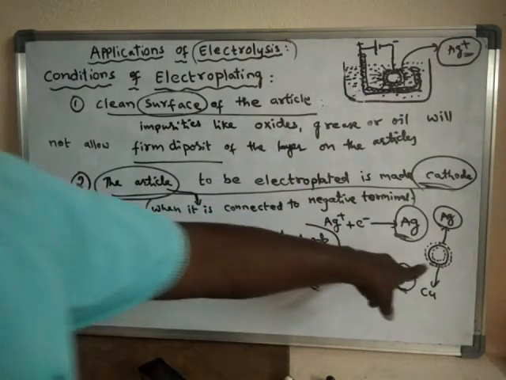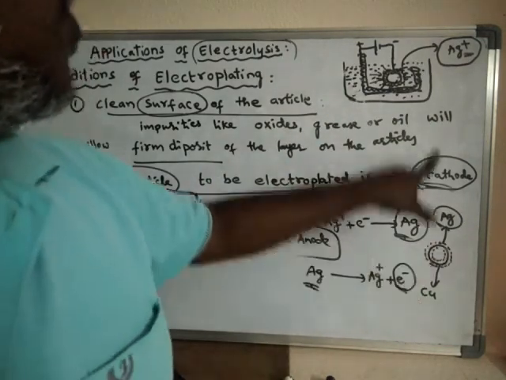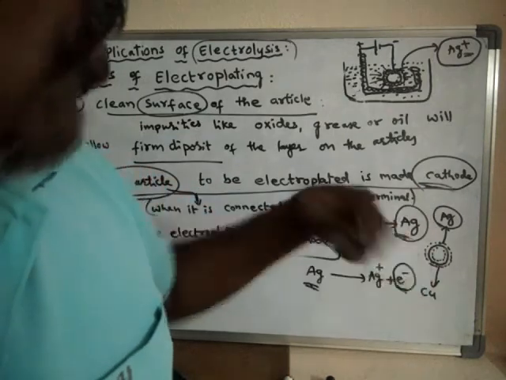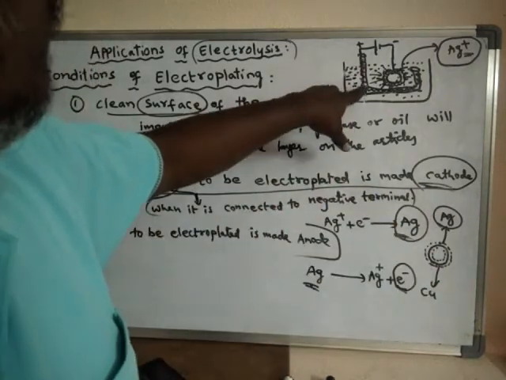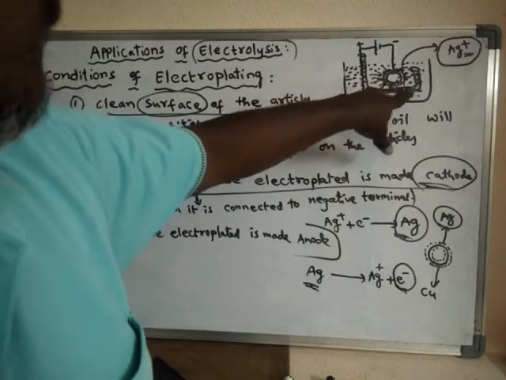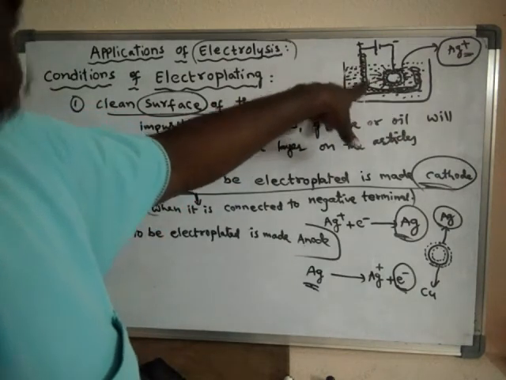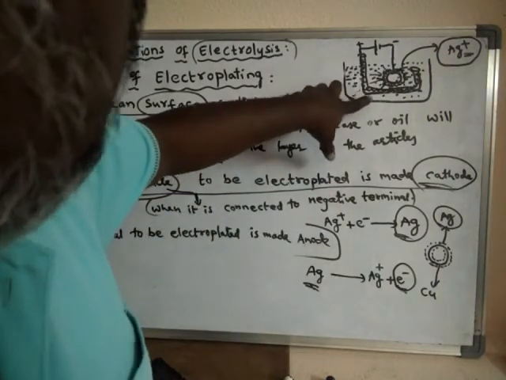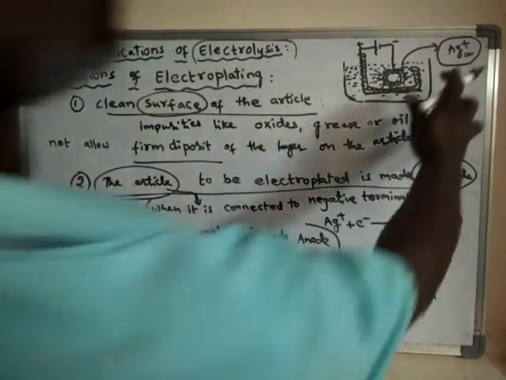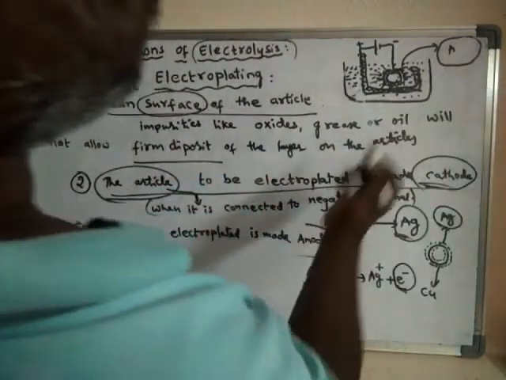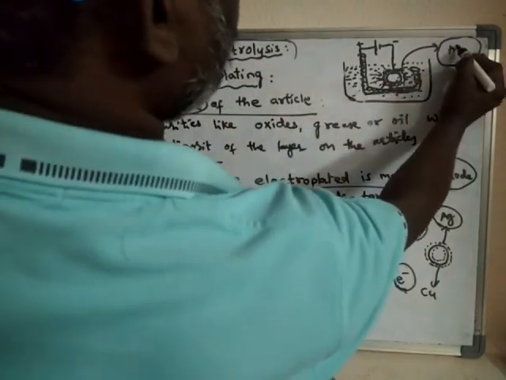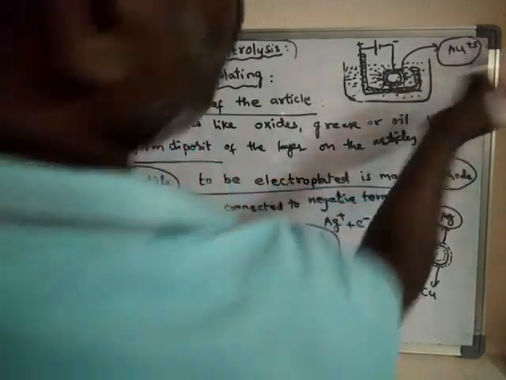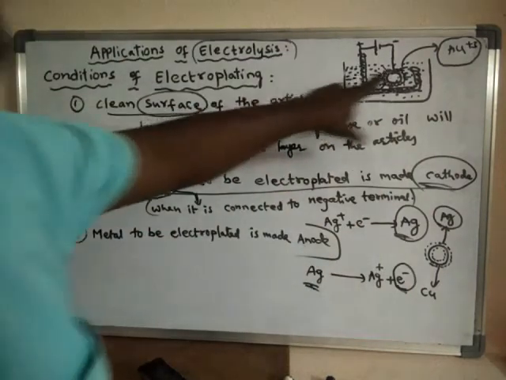Suppose you want to coat this copper with gold, then I have to take gold as the anode material, and the electrolyte also should contain gold. If I want to deposit gold on the copper, then I have to take an electrolyte that contains gold ions.